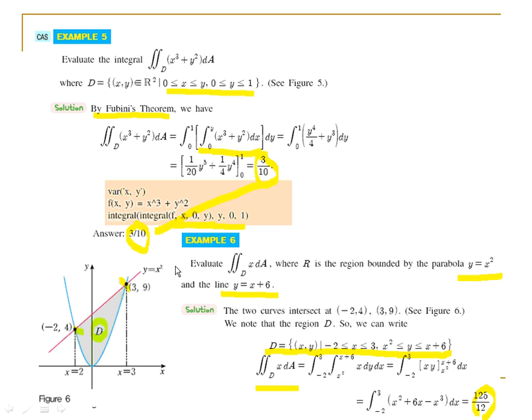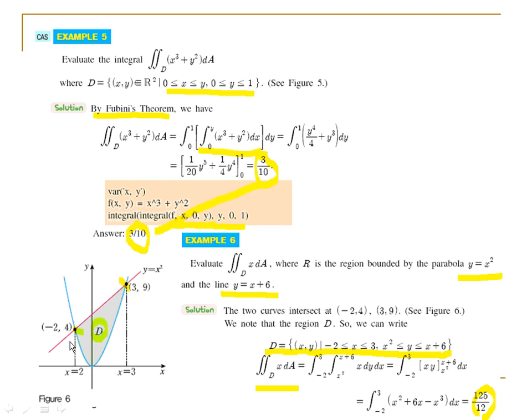And actually this graph shows the domain for the next example. Evaluate the double integral of x on the domain D, where D is the region bounded by the parabola y equals x squared and y equals x plus 6, like this. This is the domain D. We want to integrate the function x on this D. Then we figure out the points where they meet.